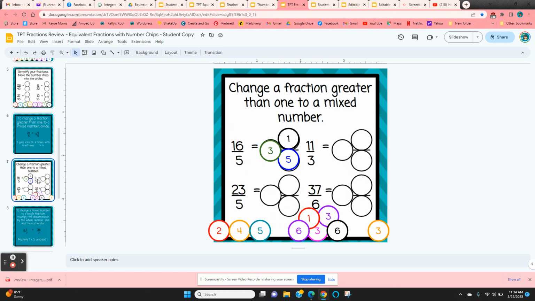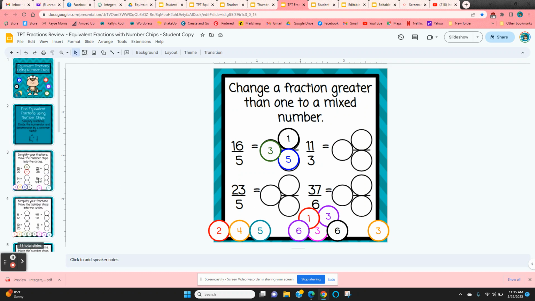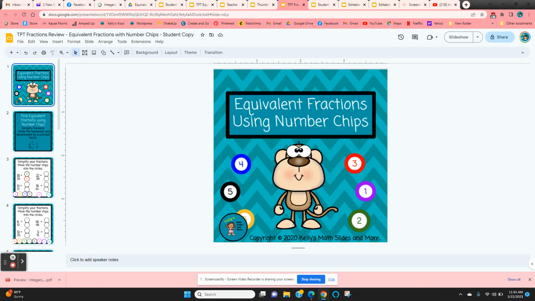Now, one of the benefits to using number chips is that all of the numbers the student needs are on every slide. So if they get down to the last problem and the numbers aren't working, then they know they've made an error somewhere. So it gives them that little boost, a little bit more of immediate feedback on their work. So this is equivalent fractions using number chips.